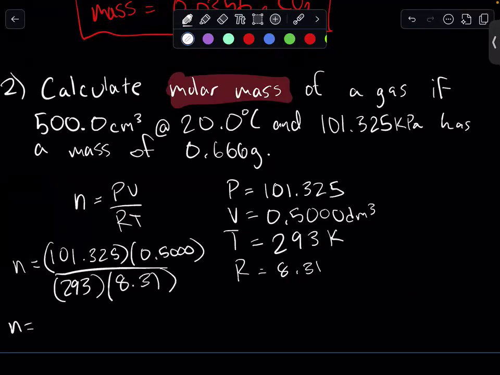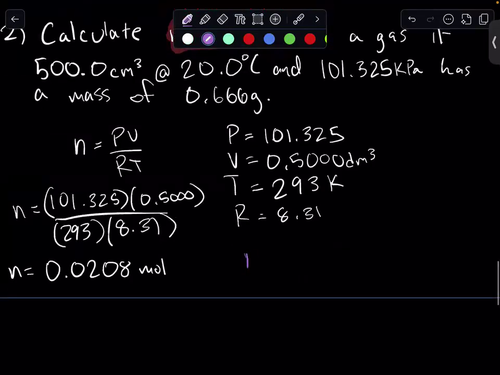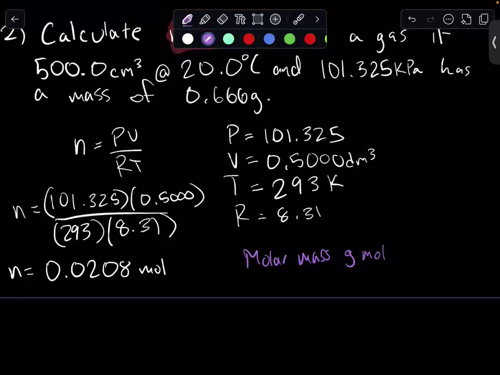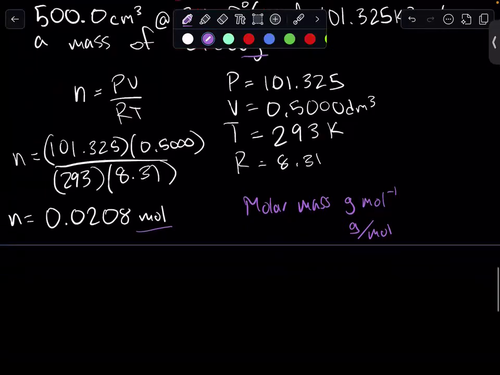That gives me an amount of moles of 0.0208 moles. This next part is far easier than you might expect. We know that molar mass has the units of grams per mole, or grams mole inverse. Well, I have a mole value and I have a gram value. And so by just analyzing the units in what we call dimensional analysis, I know that my molar mass is just equal to my gram value over my mole value.